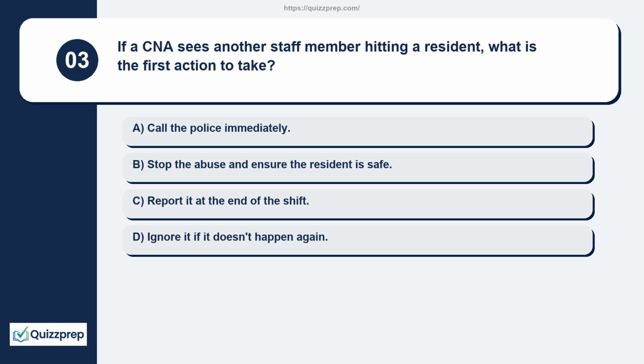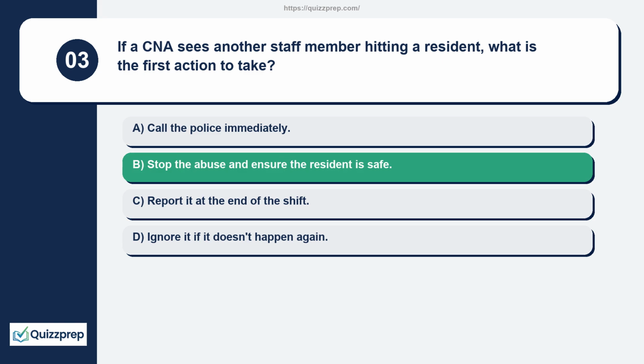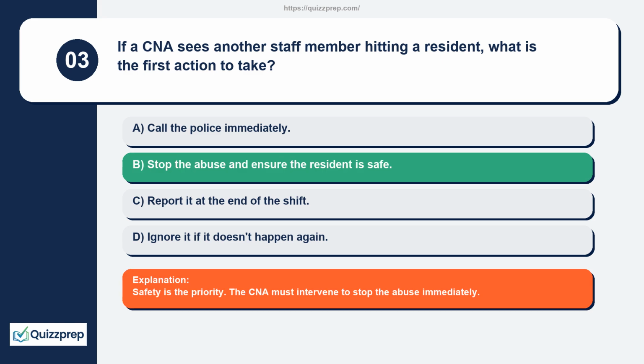Question 3. If a CNA sees another staff member hitting a resident, what is the first action to take? Call the police immediately. Stop the abuse and ensure the resident is safe. Report it at the end of the shift. Ignore it if it doesn't happen again. Safety is the priority. The CNA must intervene to stop the abuse immediately.